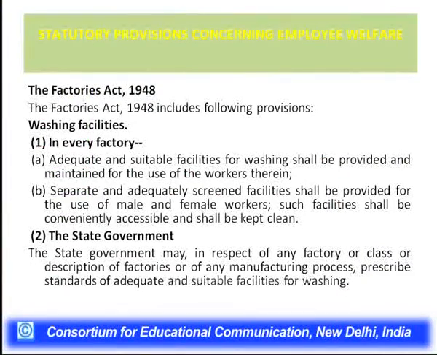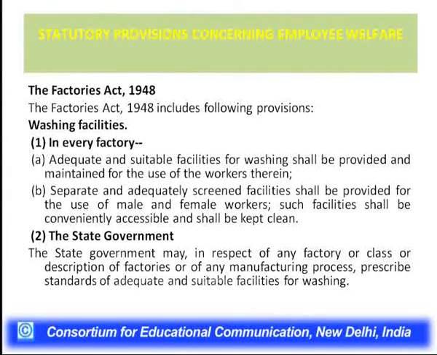1948. The Factories Act 1948 includes the following provisions. The first is washing facilities, that is, in every factory, adequate and suitable facilities for washing shall be provided and maintained for the use of the workers therein. Separate and adequate screened facilities shall be provided for the use of male and female workers. Such facilities shall be conveniently accessible and shall be kept clean.